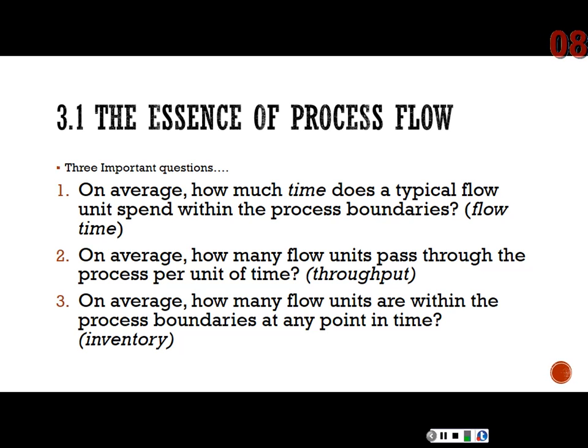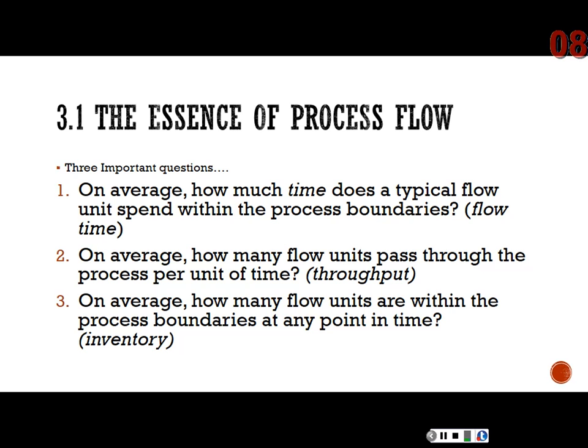And then at some point in time, you're going to take a snapshot and look at how long it takes on average somebody to move through that process. That's going to be flow time, okay? On average, how many flow units pass through the process per unit of time? When you talk about flow time, you're measuring the average of individuals moving through the process. Your throughput is going to come from looking at a 6-month time period and how many people per 6 months pass through that process. That's your throughput. Okay?